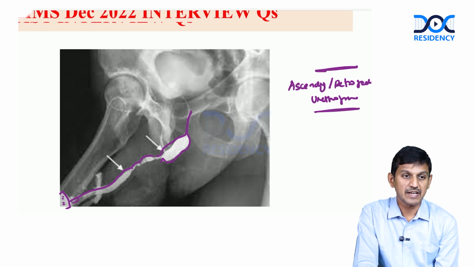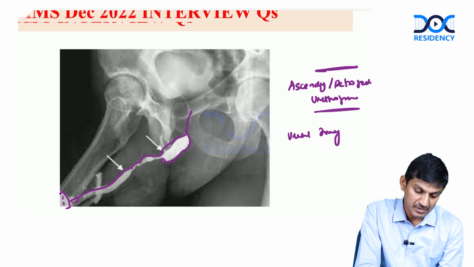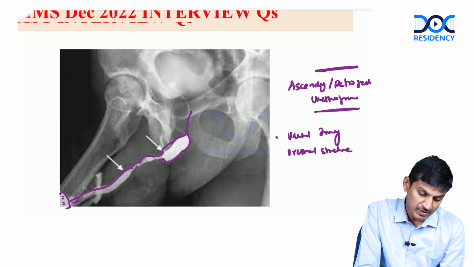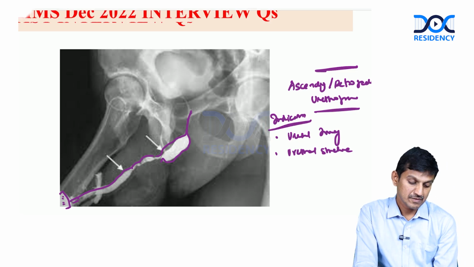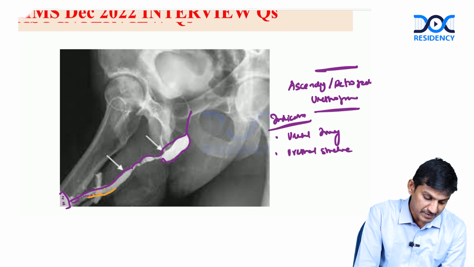So where do you see that? What are the indications? Whenever you suspect any urethral injury or any urethral stricture, you have to do this. These are the common conditions wherein you are going to do this, injecting radio opaque contrast into the urethra.